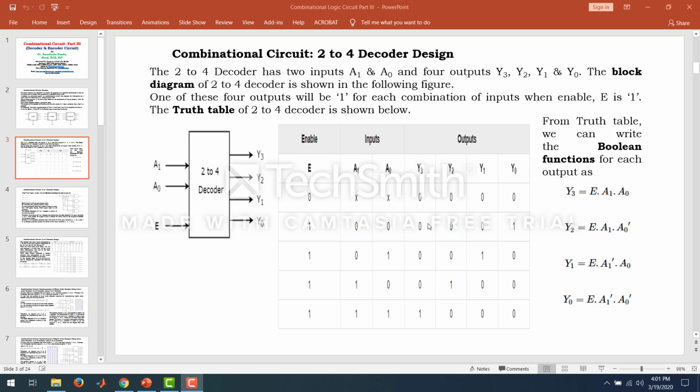Now from this truth table we will get the expressions. Y3 is E, A1, A0. For Y2, it is E, A1, A0 bar. Y1 is E, A1 bar, A0. And Y0, that is 0, 0, is E, A1 bar, A0 bar.